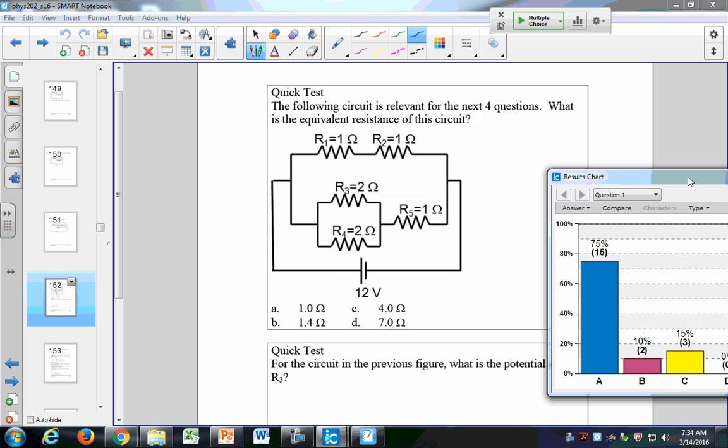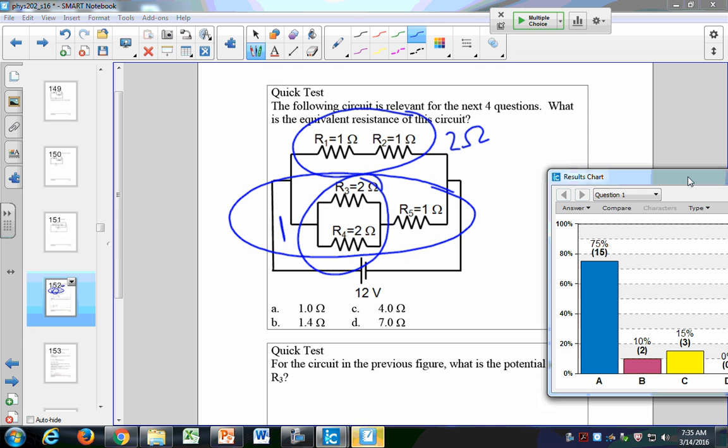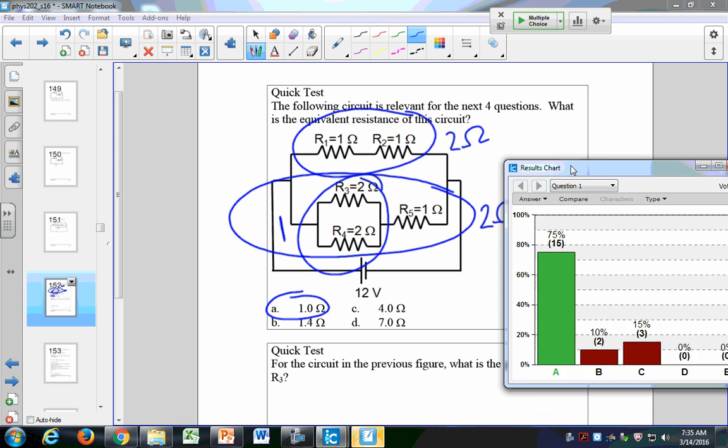Okay, let's see. So I combine my 1 and my 1. That becomes 2 ohms, just 1 plus 1 is 2. And then my 2 and my 2, that's 1 over a half plus a half, which is also 1. So that becomes 1. And then I have a 1 and a 1 right here, so that's 2 ohms. And so I'm left with two 2 ohm resistors in parallel, and so it's going to be 1 ohm. So A is the right answer. Let's try the next one.